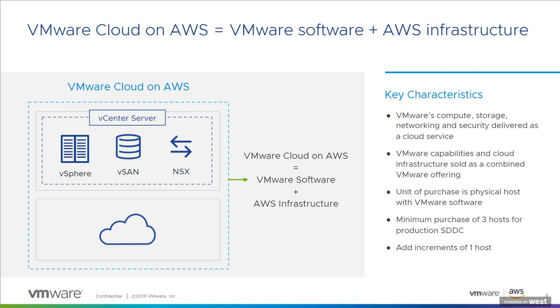VMware's capabilities in cloud infrastructure are sold as a combined offering. A unit of purchase is a physical host with VMware software, and the minimum purchase for a production software-defined data center, or SDDC, is 3 hosts. The good thing with this is you can add hosts in increments of 1 if you need to scale out that environment.